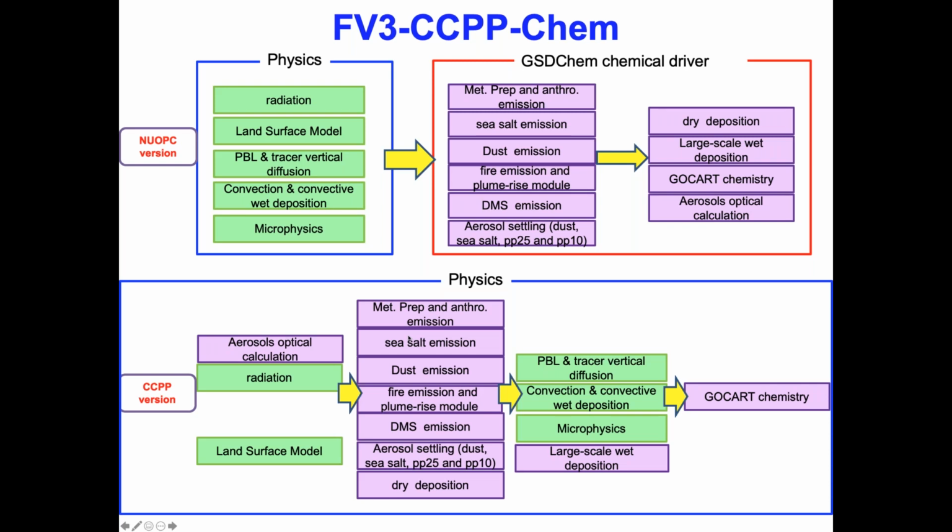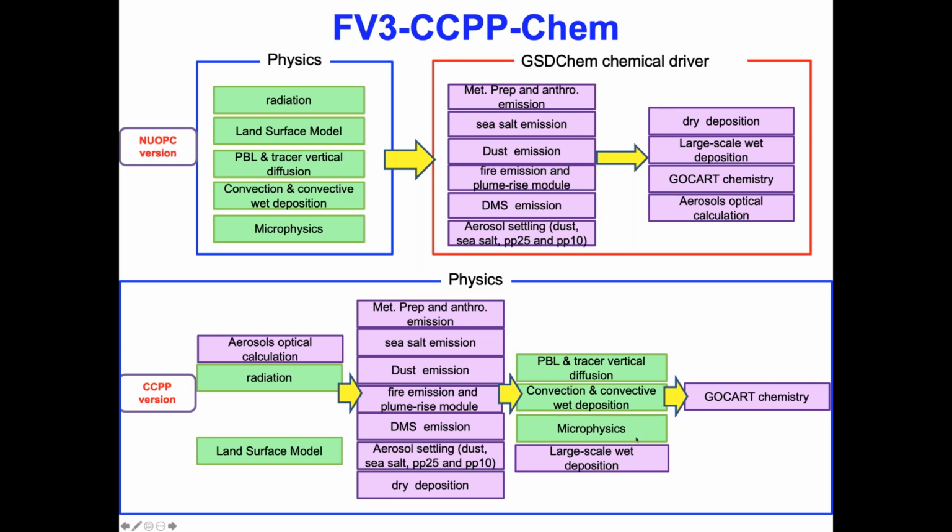After this, when the aerosols are emitted from the emission, they will go to the PBL, go to convective transport and wet deposition, then go to microphysics, then go to large-scale wet deposition, and finally go to the GOCART chemistry. So the order is different in this CCPP version.